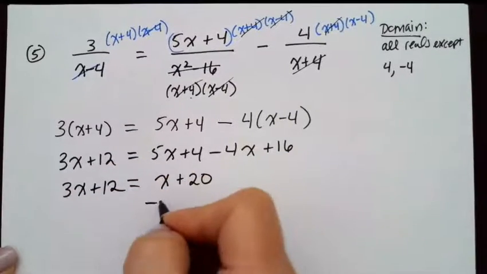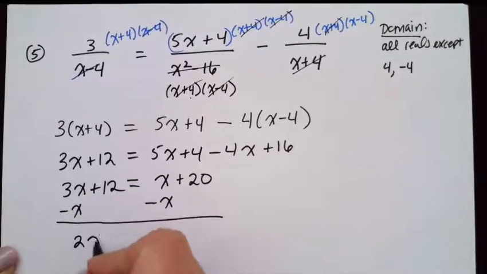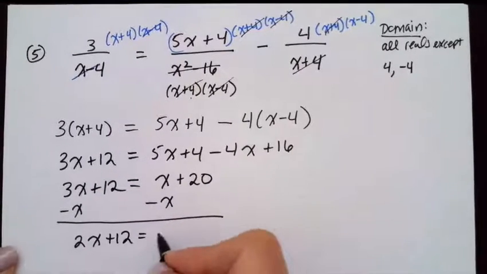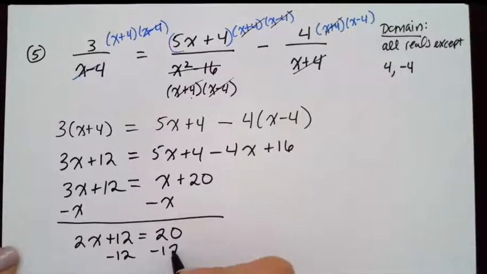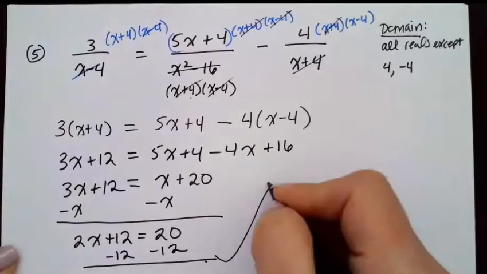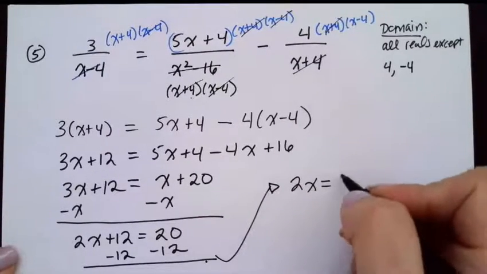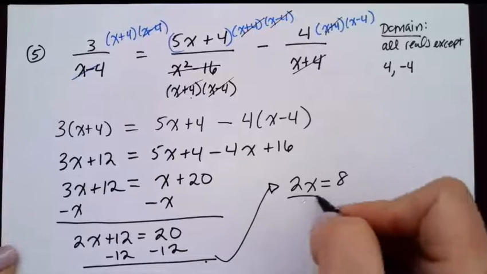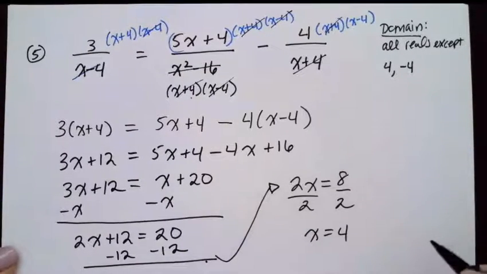So I'll get the x's on the left-hand side. 2x plus 12 equals 20. And I'll get the constant on the other side. So that gives me 2x equals 8. And then dividing by 2, I have x equals 4. All right, so that seems good.